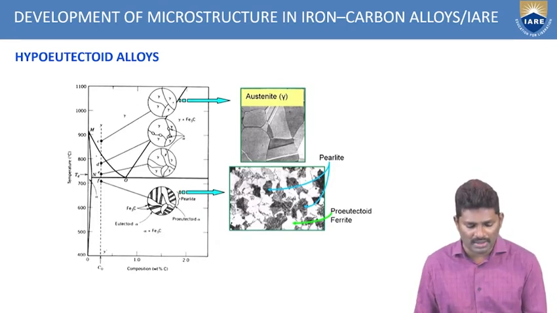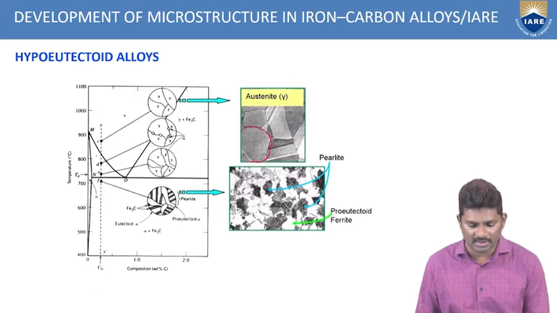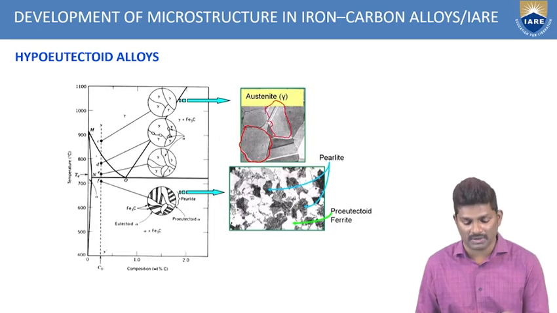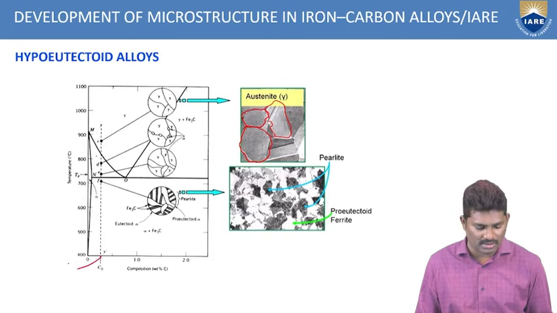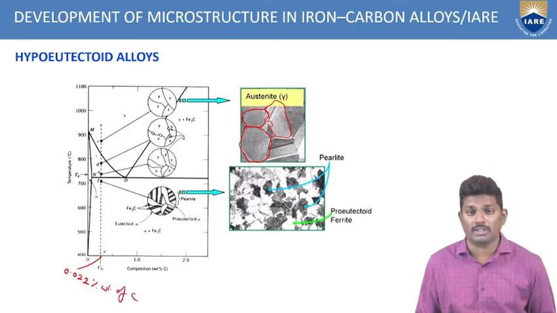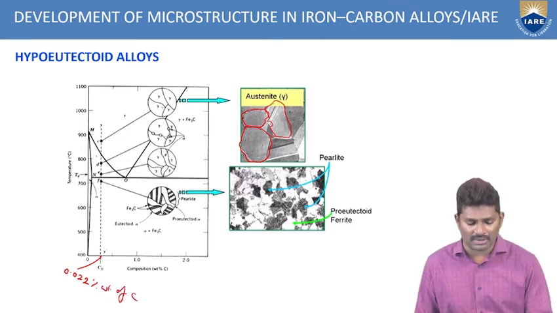So at this point, you have a complete austenite. That's why you have the solid region. Similar to the eutectic thing you discussed previously, at 0.76%. Now at this point, this is the 0.022 weight percentage of carbon. So what is happening? Here you have complete 100% of austenite.